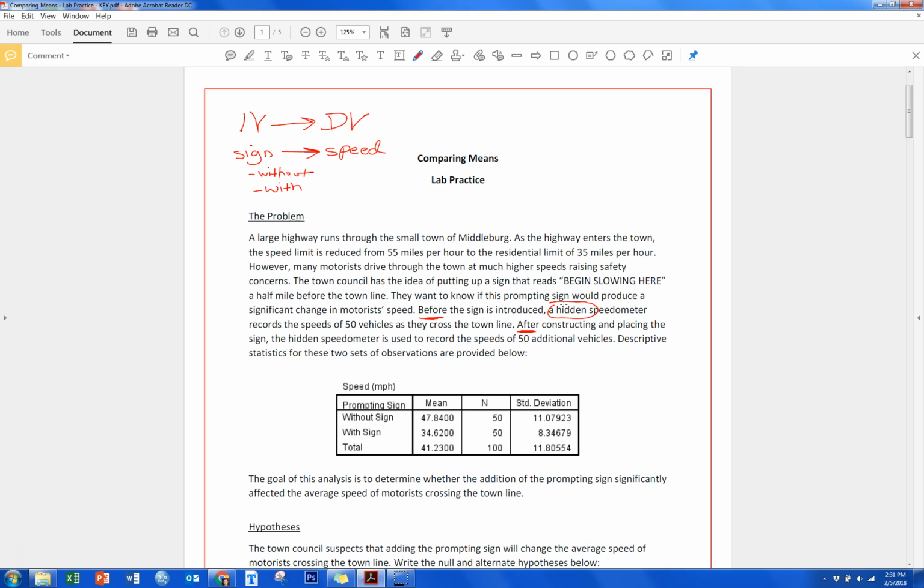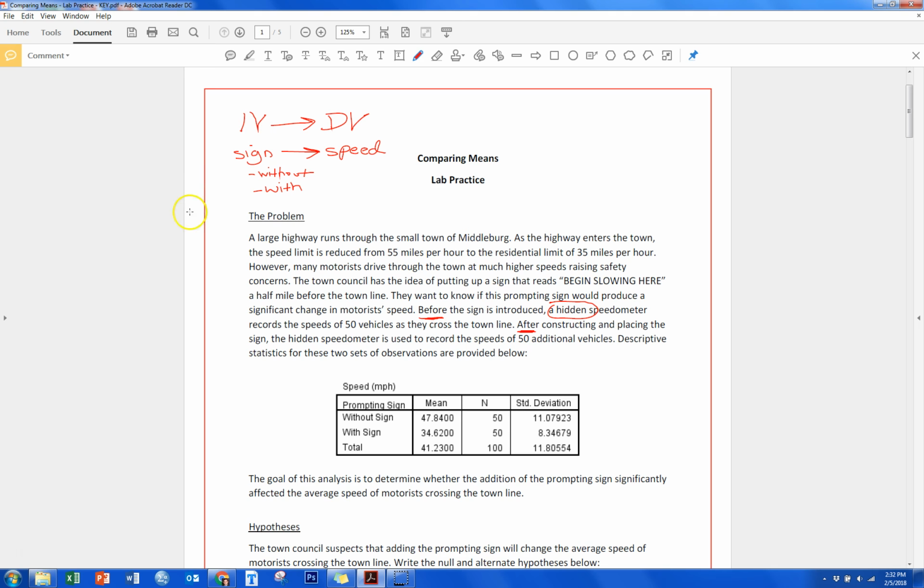So the fact that the speed is being measured using this very conspicuous measurement could prompt them to slow down. They see that their speed is being flashed at them. That might be the thing that gets them to slow down rather than this prompting sign that says begin slowing here. So it would be really hard to know whether it was the prompting sign or the speedometer that was causing the difference if this were not a hidden speedometer. So it's important that it's a hidden speedometer. We're trying to isolate the effect of the independent variable, the begin slowing here sign, by keeping everything else constant and not introducing some other variable that could have some impact on our results.